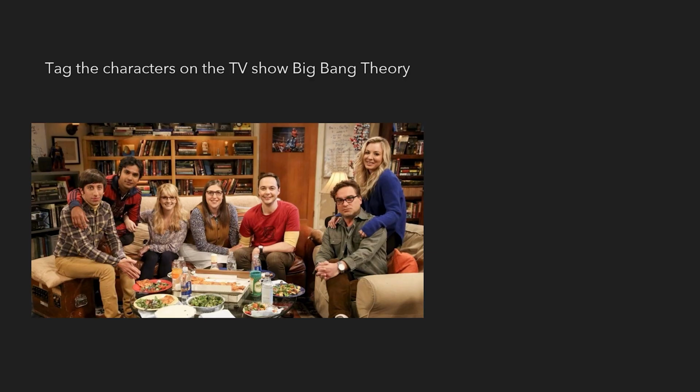So for example, if you want to tag the characters on the TV show Big Bang Theory, the way that you or I would do it is we'd find the faces, we'd look up who these people might be, find pictures of them so that we can match the faces to the names, and then annotate the image. To do that with something like Unified I/O, it's really complicated.